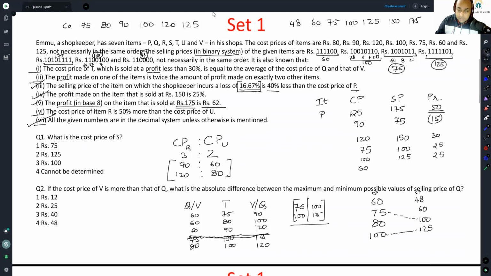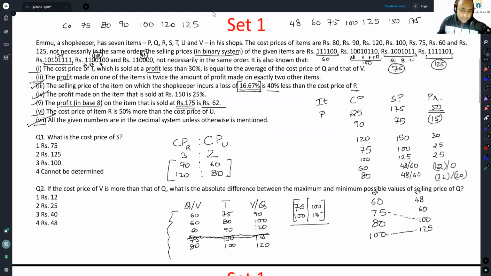60 will either be against 48 or 60, and 80 will either be against 48 or 60, one of these two. So the item with the cost price of 60 will either have a loss of 12 or zero loss. An item with cost price of 80 will either have a loss of 32 or a loss of 20. This is identified. Now let's see one beautiful thing.